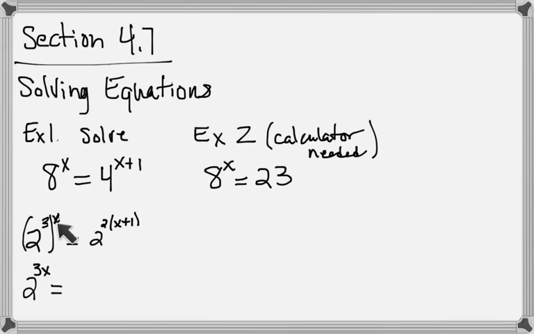What do we do when we have a power raised to a power? We multiply to get 3x. And so if we multiply that out, then we get 2 to the 3x equals 2 raised to the 2x plus 2. Here's the important part. Here's the easy part.